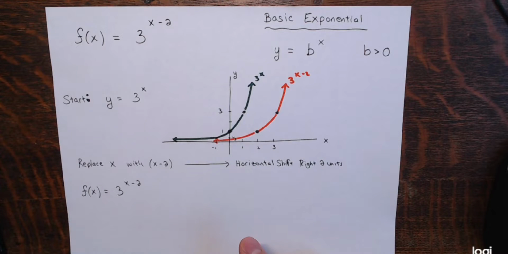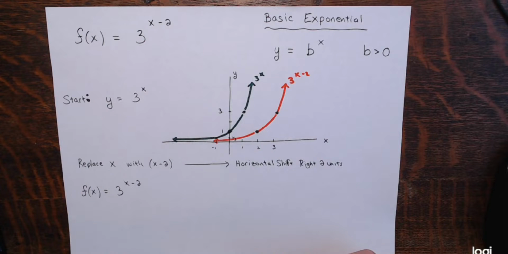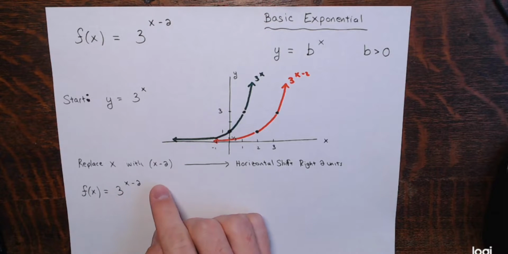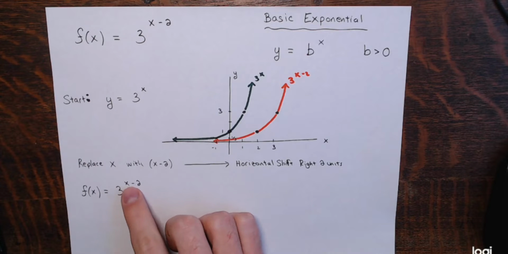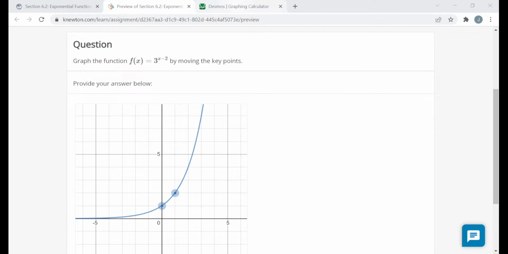Again, you don't need to really remember the transformations all that well. If you just plug in values for x and get outputs, you'll be able to plot points. If I plug in 2, I'd get an output of 1. If I plug in 3, that would give me 3 to the first power, an output of 3. And like I said, I'll go to the Desmos site and show you a better picture.